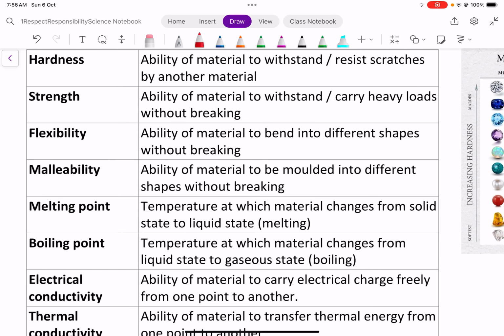Alright, good morning everyone. Welcome back to our second video for chapter 2 revision. So now we are moving on to the physical quantities, physical properties of different materials.